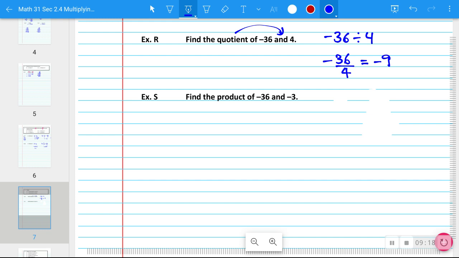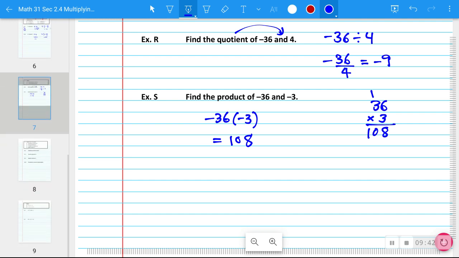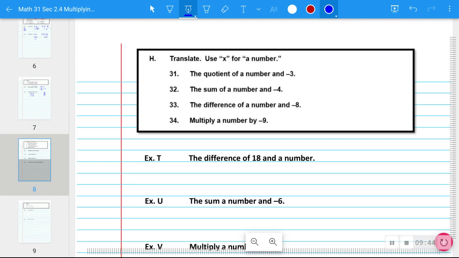Okay, on example S here, we're supposed to find the product of negative 36 and negative 3. So what we're going to do here is, first of all, do the calculations. And you get 108. So let's see what we get here. Negative 36 times negative 3. The signs match, so we're going to get a positive 108. All right, we're getting close here. We've got a couple more pages to do.